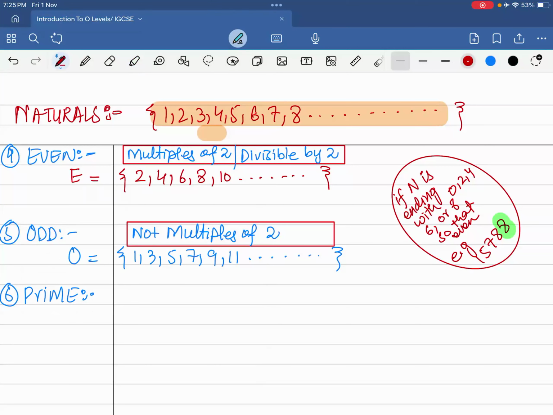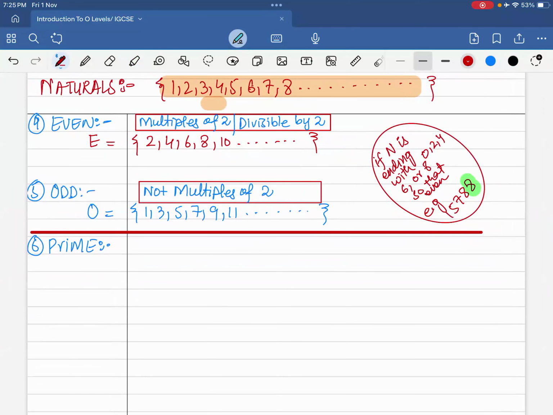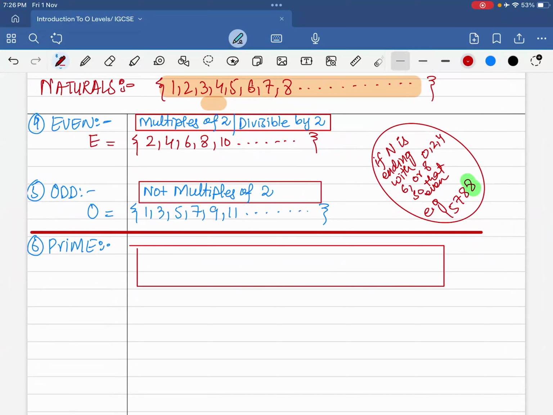Now we need to understand what prime numbers are, and these two families, prime and composite, are very important from a math point of view. So please pay attention. Prime numbers are those numbers, and I'm going to write a lot of detail here because it's important from an exam point of view. An examiner will test you in the non-calculator paper to pick a prime number from a list.